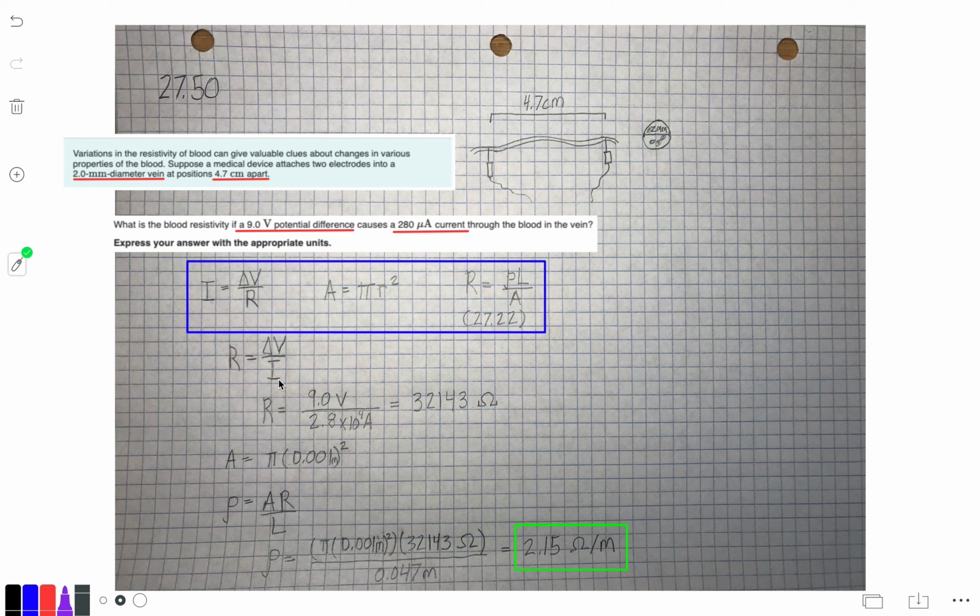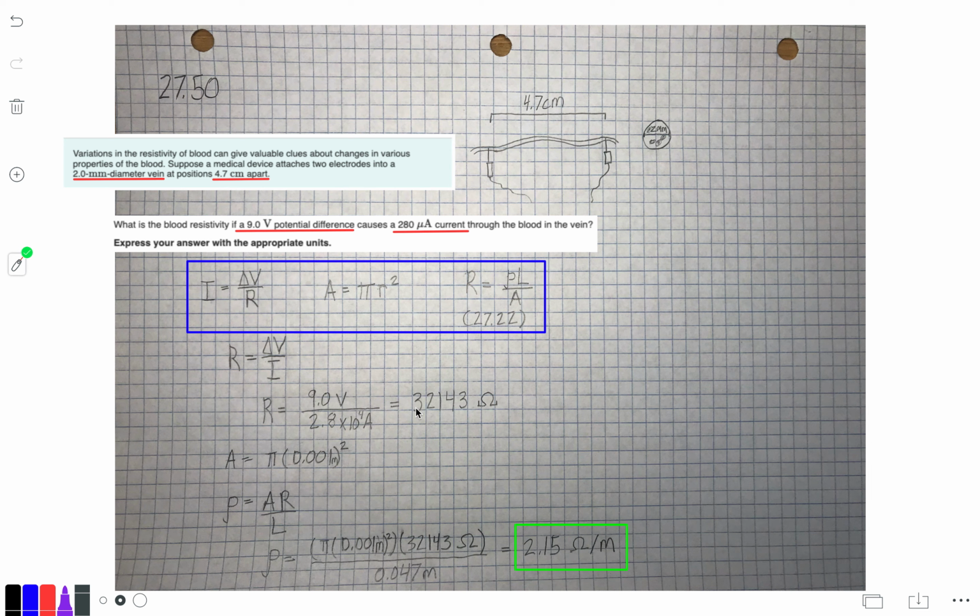So just getting started here, we need to convert our microamperes to amperes, as you see I've done here. And then we can just rearrange our Ohm's law and find the ohms. And when we find the ohms, we can essentially use this as our R in our equation here. But before we do that, we need to solve for the area, because this equation here uses area in meters squared.